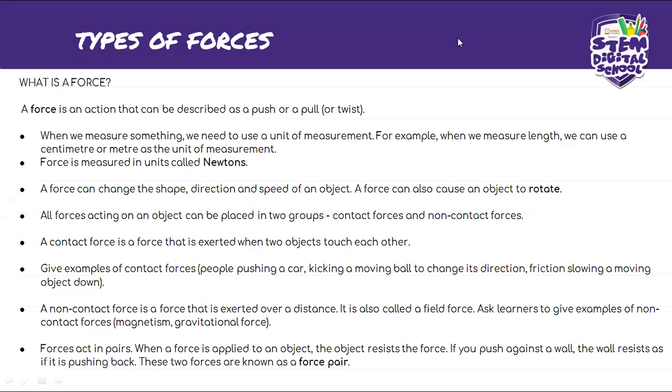So we're saying forces act in pairs. When a force is applied to an object, the object will resist the force. If I push against a wall, the wall resists as if it is pushing back. These two forces are known as a force pair. If I'm pushing against the wall, it will be the force of me on the wall, and the opposing force will be the force of the wall on me. So these are the two pairs of forces.